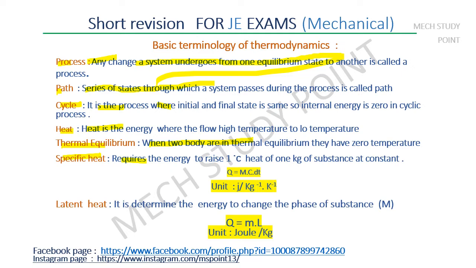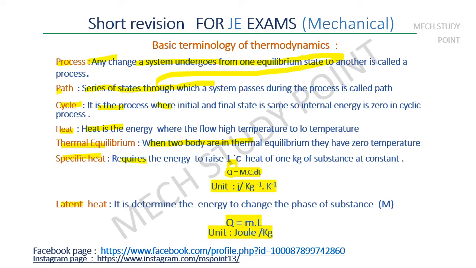So Q is equal to m c ΔT. Q is the heat added to or extracted from the system, m is the mass, c is the specific heat, and ΔT is the temperature difference. There is also a unit of specific heat.